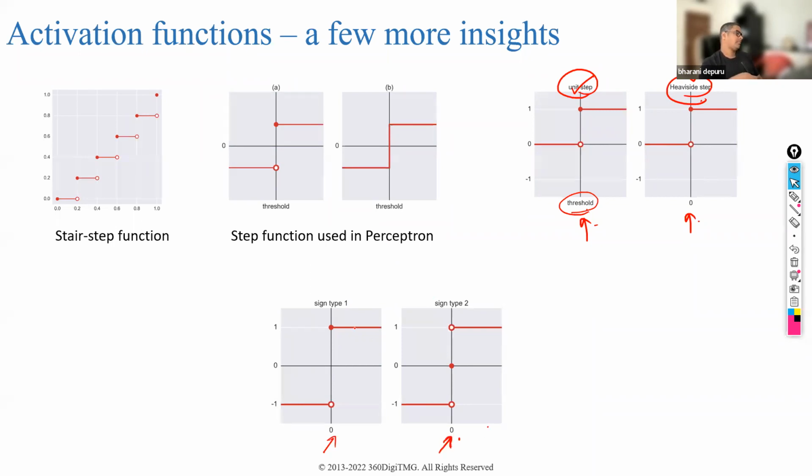However, the values to the left of this are -1 rather than 0. When it comes to this, it is 0, right? Less than or equal to threshold equal to 0. But here, in this case, that is not the case. And we call this particular activation function the sign function, the sign activation function.